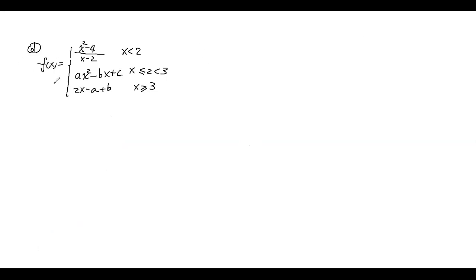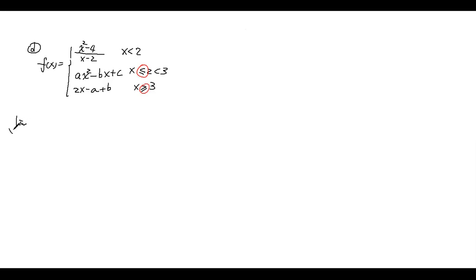Okay, so now let's take a look at this one here. So first, let's try to find the limits here. So we have a couple of jumping points, right? I have a 2, I have a 3. Those are the jumping points here. Okay, so let's take a look.